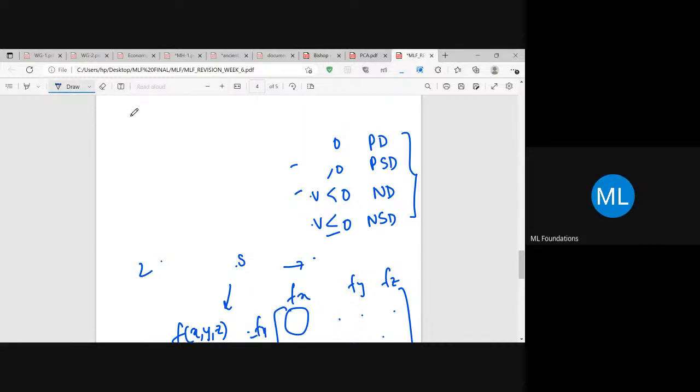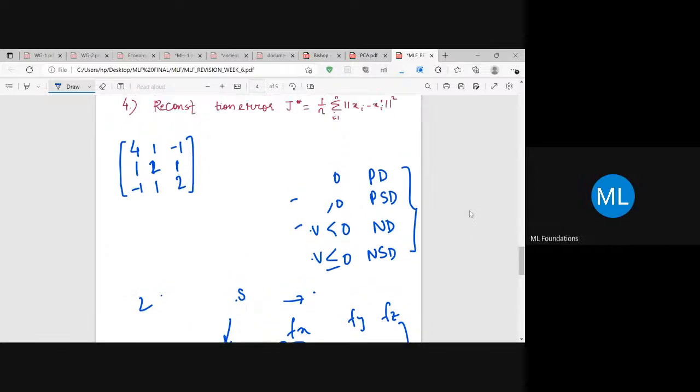Okay. So this is 4, 1, 1; 1, 2, 1; 1, 1, 2... with a minus 1. See, what you can do is, the first method, you can calculate the eigenvalues, which I'm not discussing here.